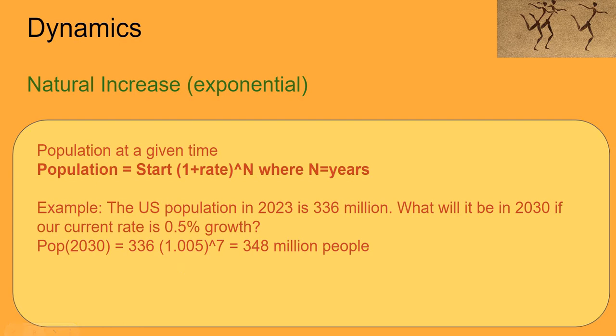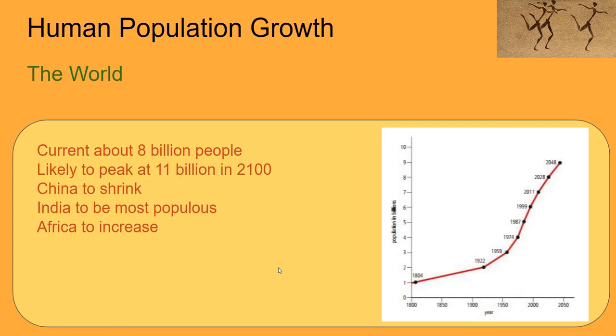Let's just go through it really fast so you can remember. If I said 50%, we'd say the number was 0.5. If I said 10%, we'd say it's 0.1. If I said 1%, we'd say that's 0.01. So 0.5% is 0.005. And we put the 1 in here because we don't lose the 336 million. We add to it. So if we multiply and take the exponent here, we get 348 million people. That pretty much makes sense.